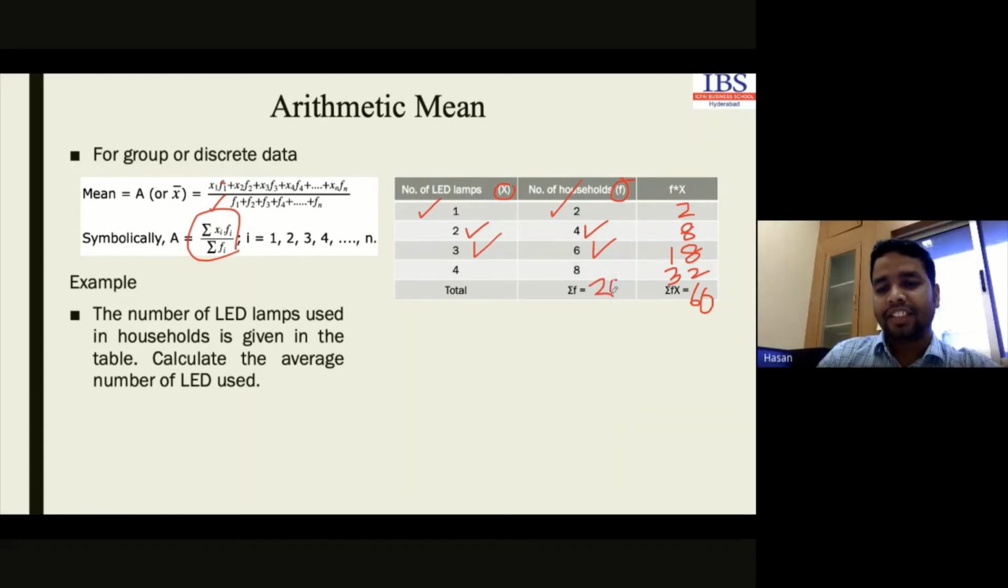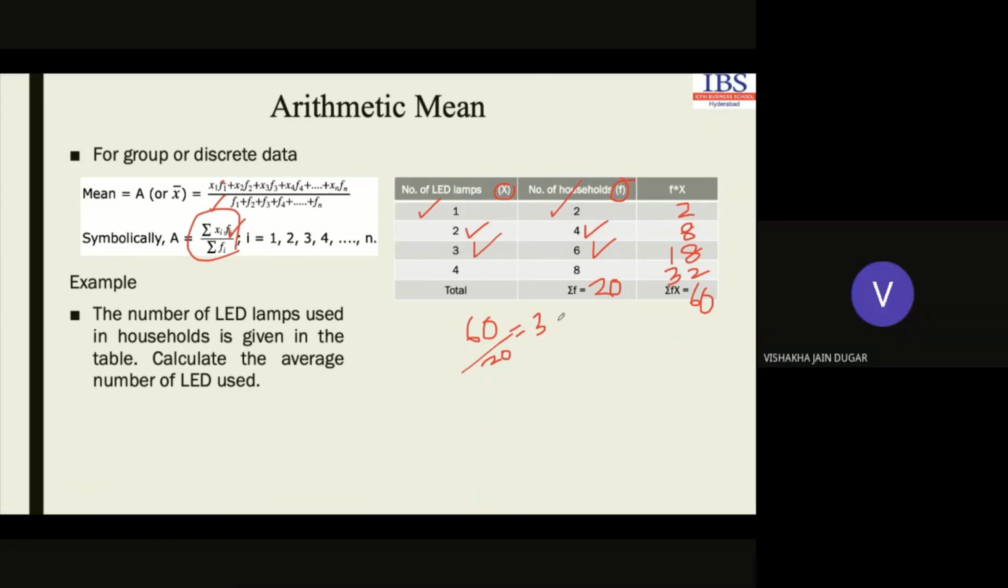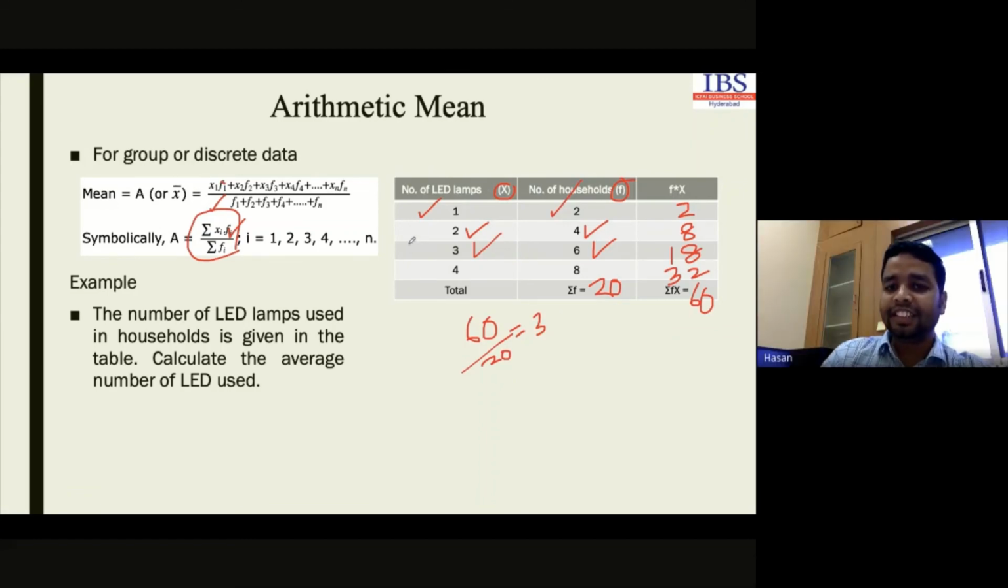So what will be the average here? Average is very simple: the sum of fx divided by the sum of frequency. The formula gives x1 f1 and so on, which is 60, divided by the total sum of frequency, which is 20. So it will give a result of 3. It is very easy, right? Clear? Yes, sir. It is very easy.